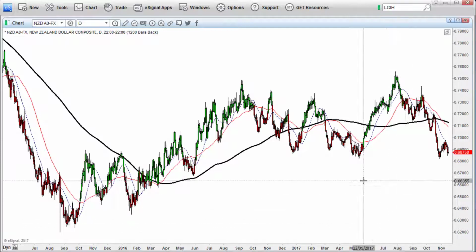So if it does break, then keep an eye on this and look to trade this as long as it fits your trading criteria.